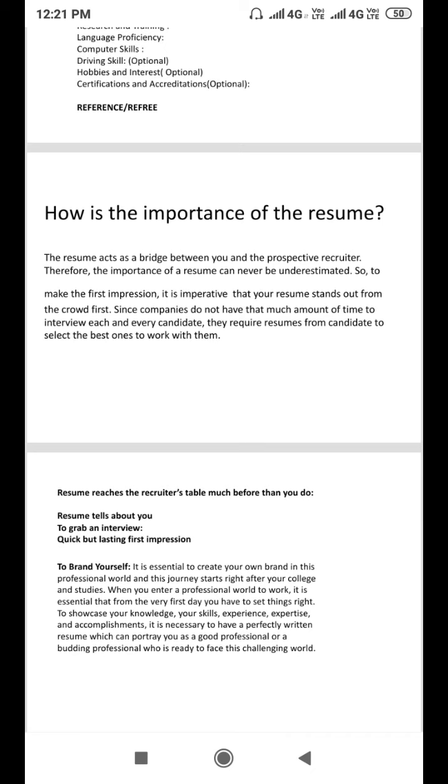The resume acts as a bridge between you and the prospective recruiter. Actually, I wanted to write what is the importance of resume, but it happens to be how, so please consider that. The resume acts as a bridge between you and the prospective employer, recruiter. Therefore, the importance of a resume can never be underestimated. So you should take it very seriously whenever you are preparing a resume.